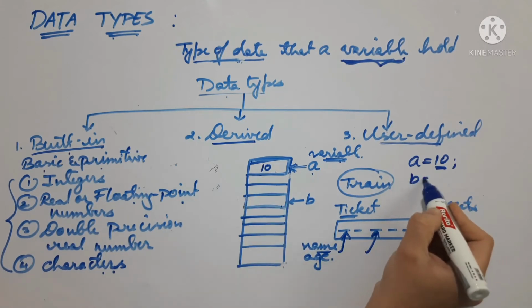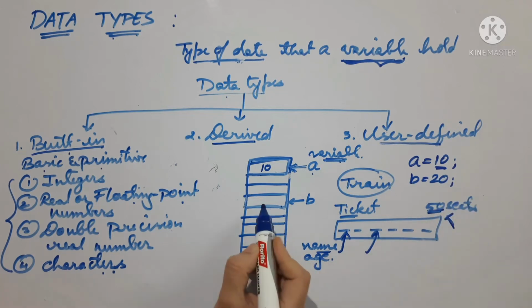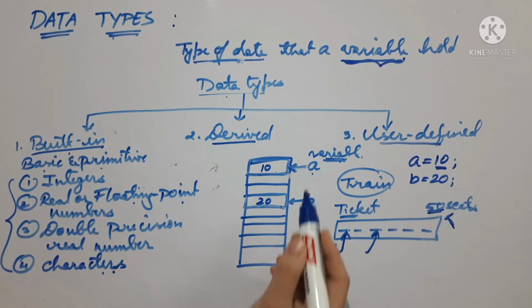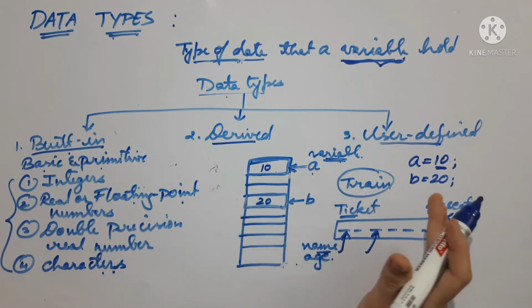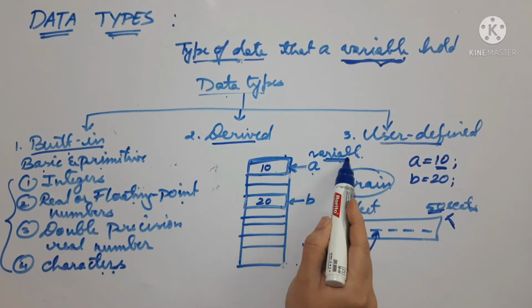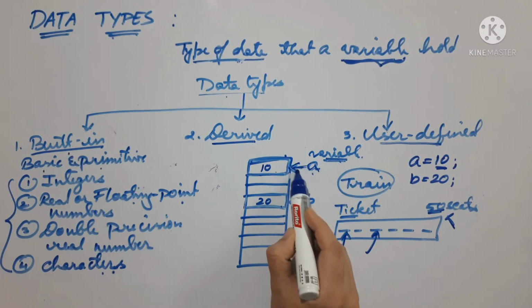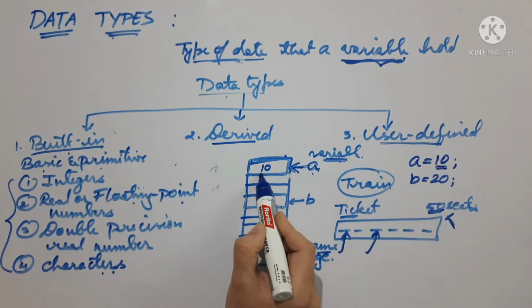Next, suppose I take B, the value of B is 20. Then where will it be stored? It will be stored in this memory. So this is what happens in the main memory when you are writing the program, when you are declaring. This is how it happens in the computer. If you declare a variable, then A will reserve space for itself, and whenever you assign a particular value, that value will come and sit here.